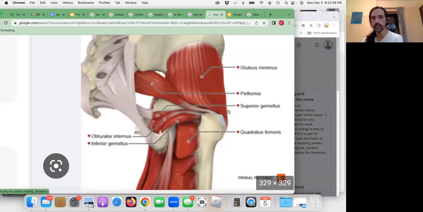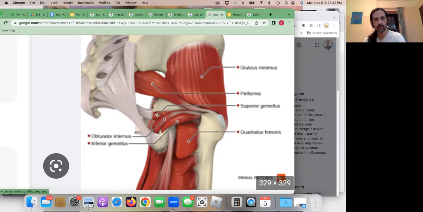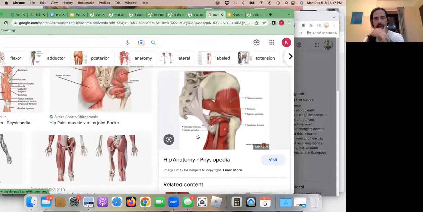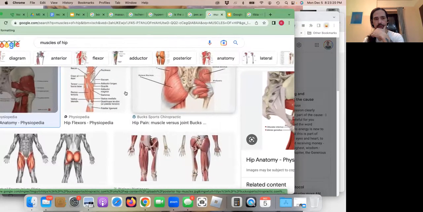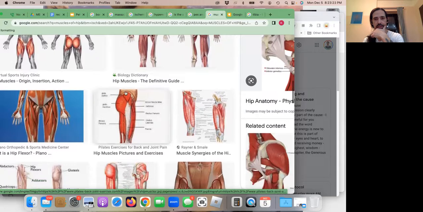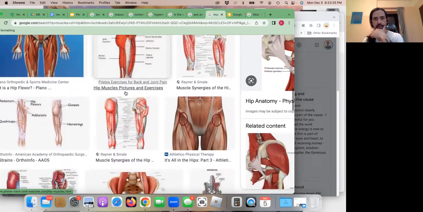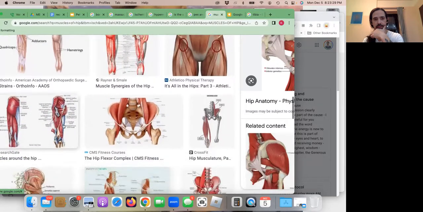So, okay, gluteus minimus, glute min, right under that is the piriformis muscle. Right under that is the superior gemellus. Under that is the obturator internus, under that is the inferior gemellus. And then the quadratus femoris is attaching. Why is that there? Let me find one or two others so we can compare. Because as you can see, some of the concepts, some of the drawings are a little bit different.